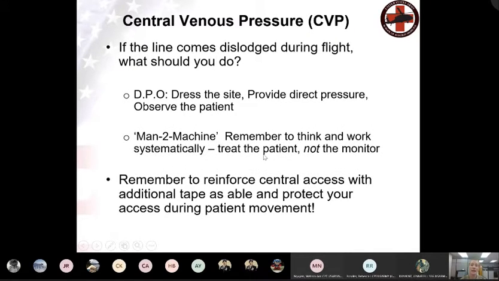And then when we do that assessment, we need to be considering that man-to-machine approach, in that we're going to assess the patient first and worry about the piece of equipment later. Remember, we want to reinforce your central access with additional tape as able to protect your access during patient movement. Now, I also recommend looking to see if the line has been sutured in. Same thing with an art line, because if they need these interventions, they probably need to keep them.